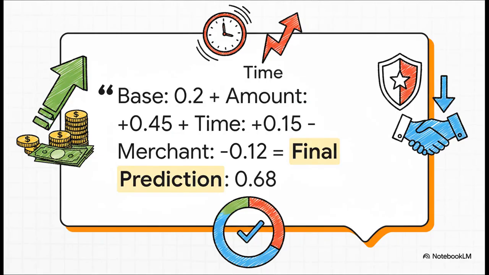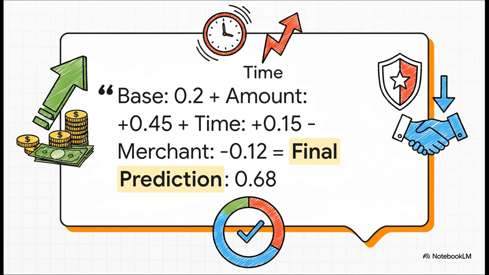Okay, check this out. This is a perfect example of what I'm talking about. It's a SHAP explanation for a fraud model, and it makes this whole thing so concrete. The model's baseline guess was 20%, but then a high transaction amount, that bumps the risk up by 0.45. The time of day was a little weird, so that adds another 0.15. But hey, it was a trusted merchant, so that brings the risk back down by 0.12. You can literally just add it all up yourself and see how it got to that final 68% prediction.